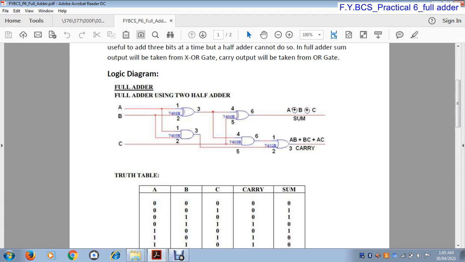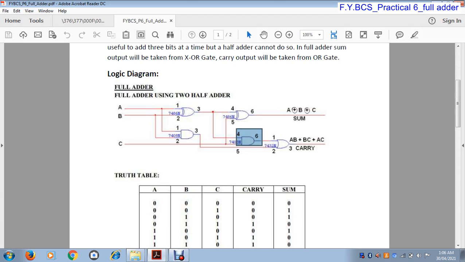Now here we consider this AND gate. The input of this AND gate is A XOR B, and here we get C. So A XOR B into C becomes AC plus BC. The output of this gate is AC plus BC.